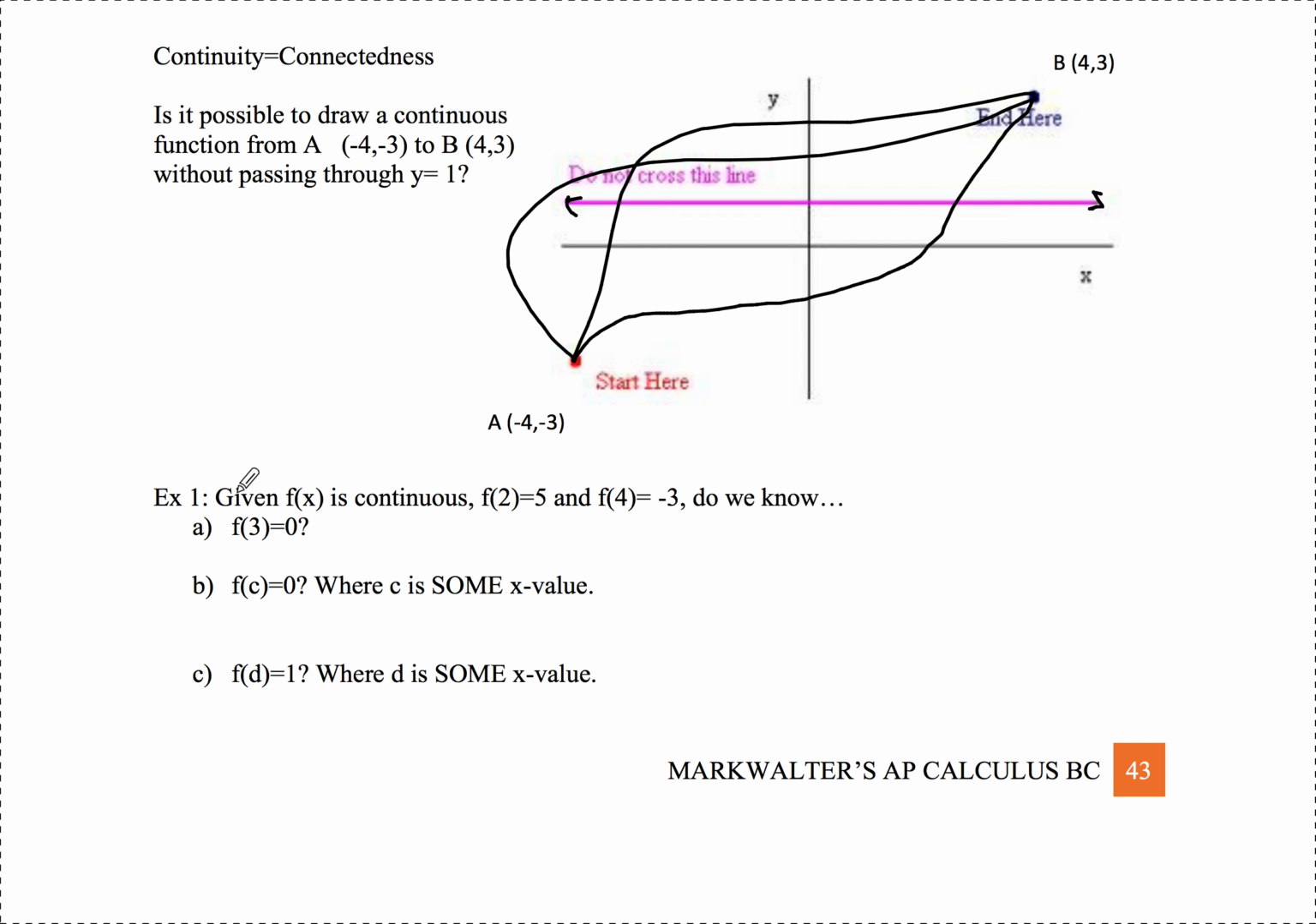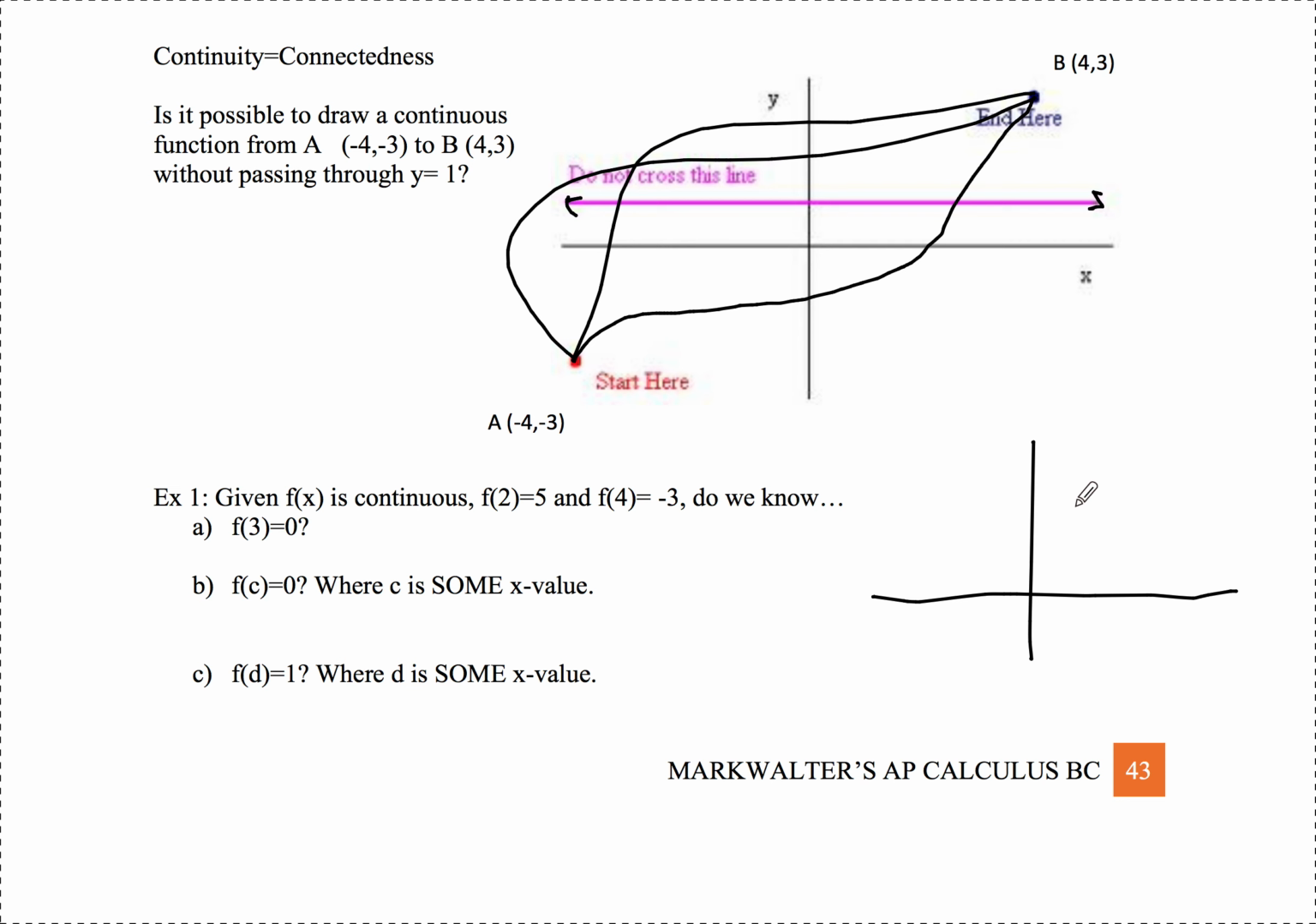Let's tease that out some. Given that f of x is continuous, and f of 2 equals 5 and f of 4 equals -3, which of the following things do we know? Remember, this new function we're going to think about is continuous, and we know 2 points. In other words, we know f of 2 is 5.